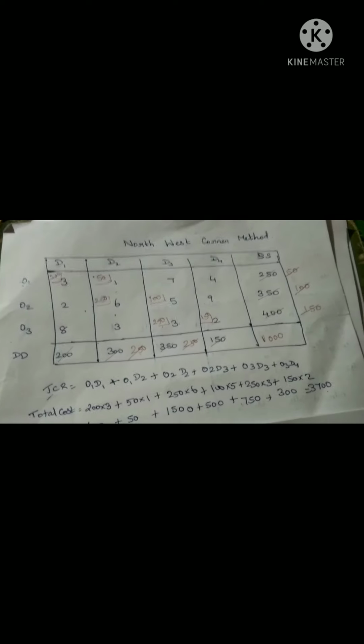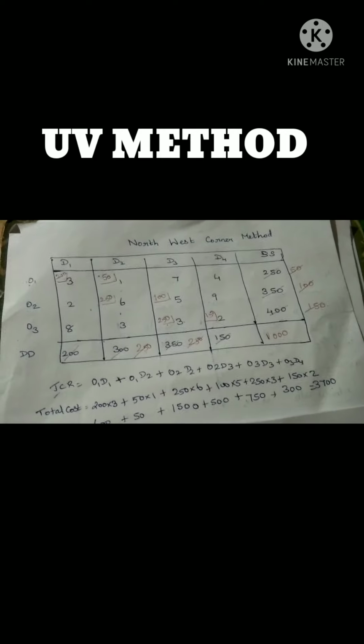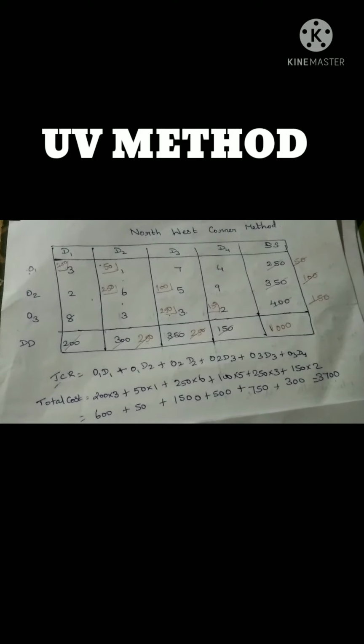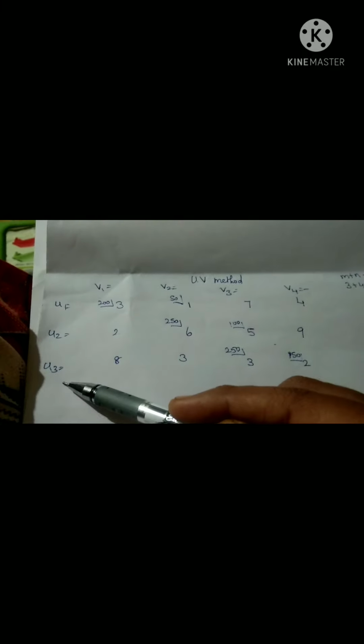After this, we need to move on to the UV method. This UV method is also called the MODI method. So this is about the UV method. From the table which we found in the initial solution, that allocation should be written here. As the name itself says, UV, the rows are considered as U and the column variables are considered as V.